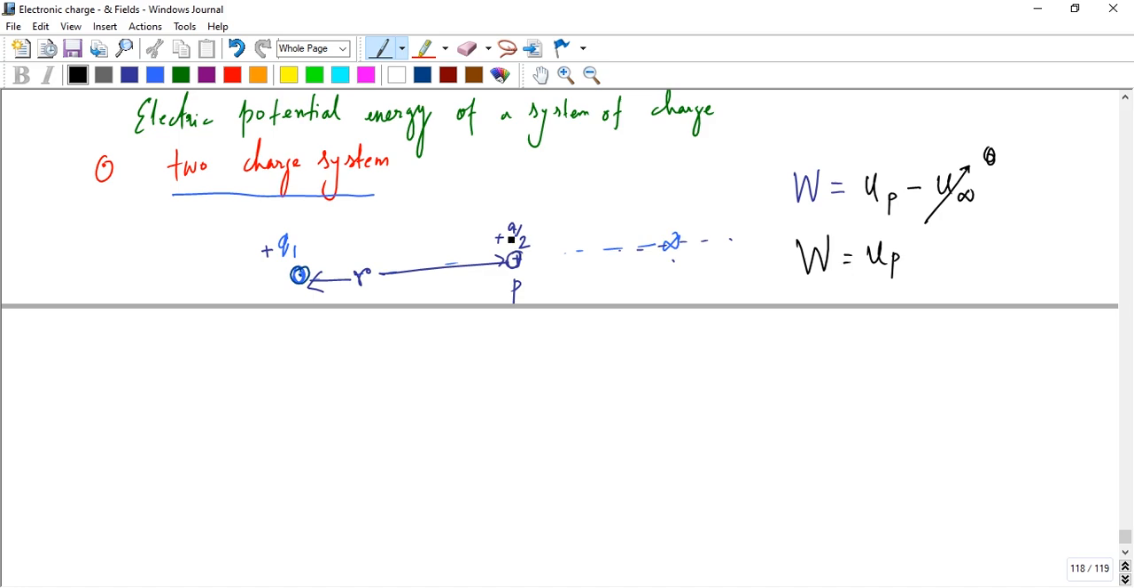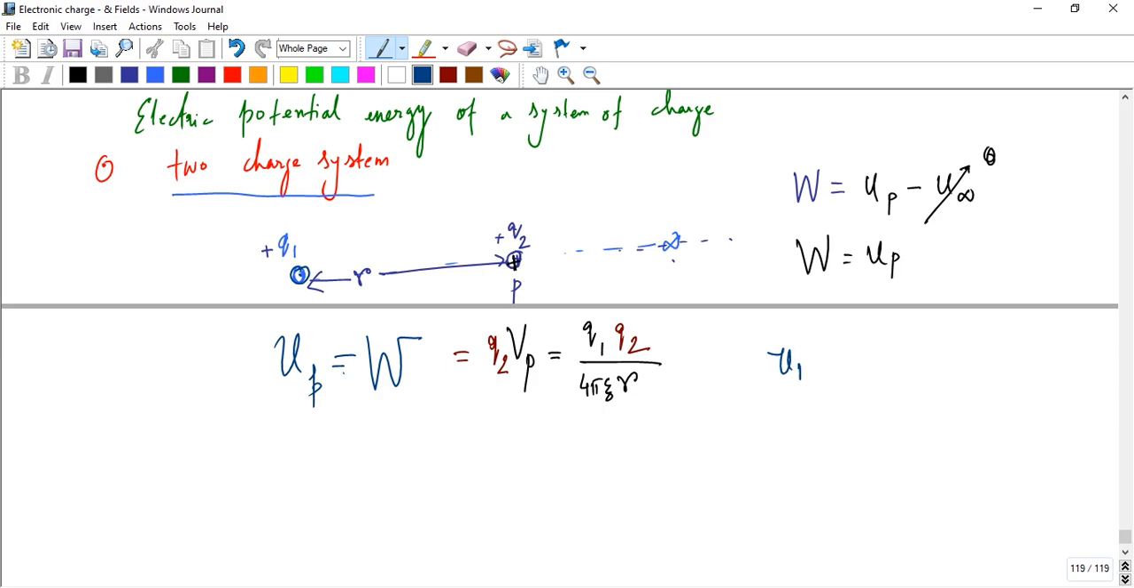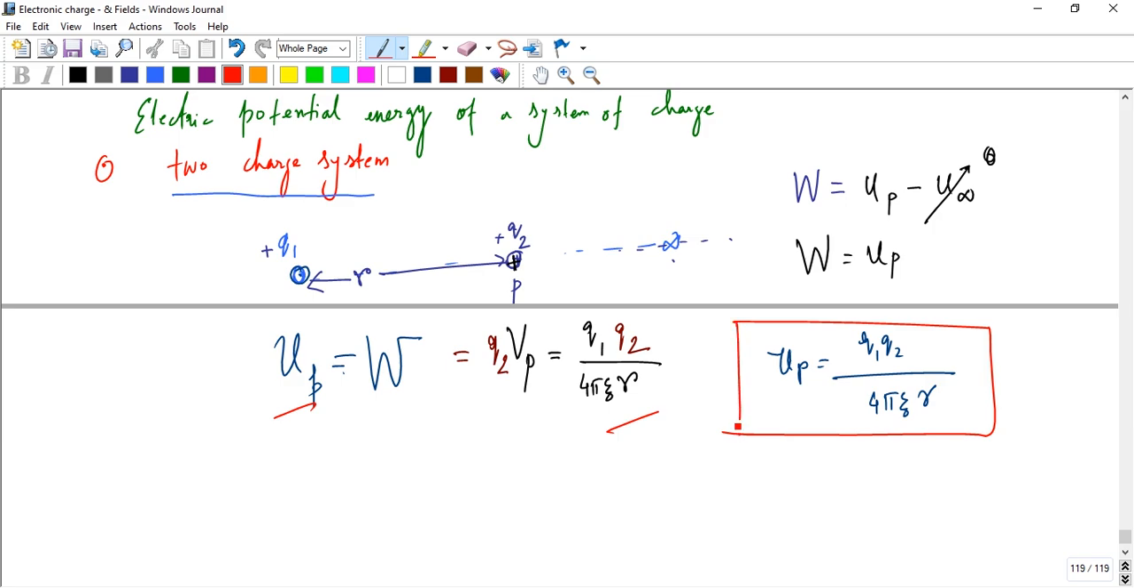And we know the potential at point P, which is independent of the test charge, equal to Q1 by 4 pi epsilon naught times R. If we multiply both sides by the test charge, Q2, we get the work done, or the potential energy at point P, equal to Q1 Q2 by 4 pi epsilon naught R. This is for the two charge system. One charge is the source charge, and the other charge behaves as a test charge.